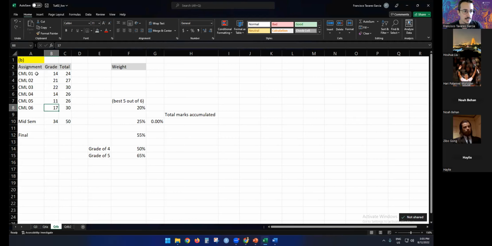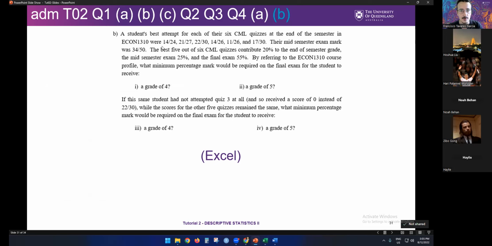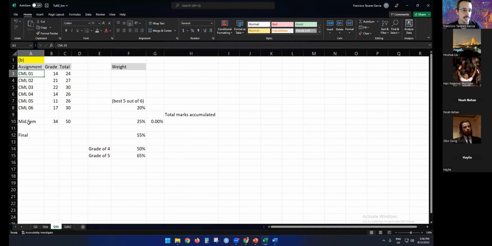This would be the grade for CMLs 1 to 6. 14 out of 24, 21 out of 27, 22 out of 30, 14 out of 26, 11 out of 26, and 17 out of 30. So their mid-semester exam mark was 34 out of 50. Have a look at my Excel, mid-sem, 34 out of 50.